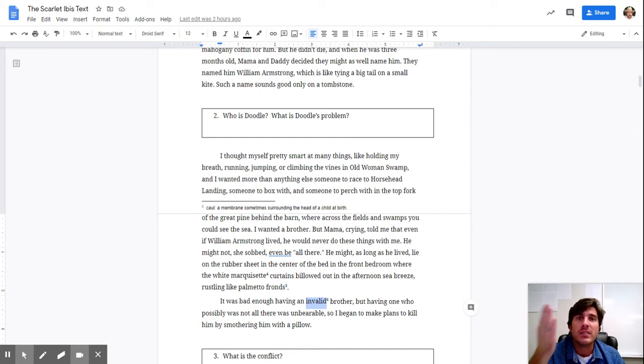So, of course, this 6-year-old boy, remember, he's only 6, this 6-year-old boy begins to make plans to kill Doodle. He's going to smother him with a pillow. Now, you might say, how horrible, and it is horrible.